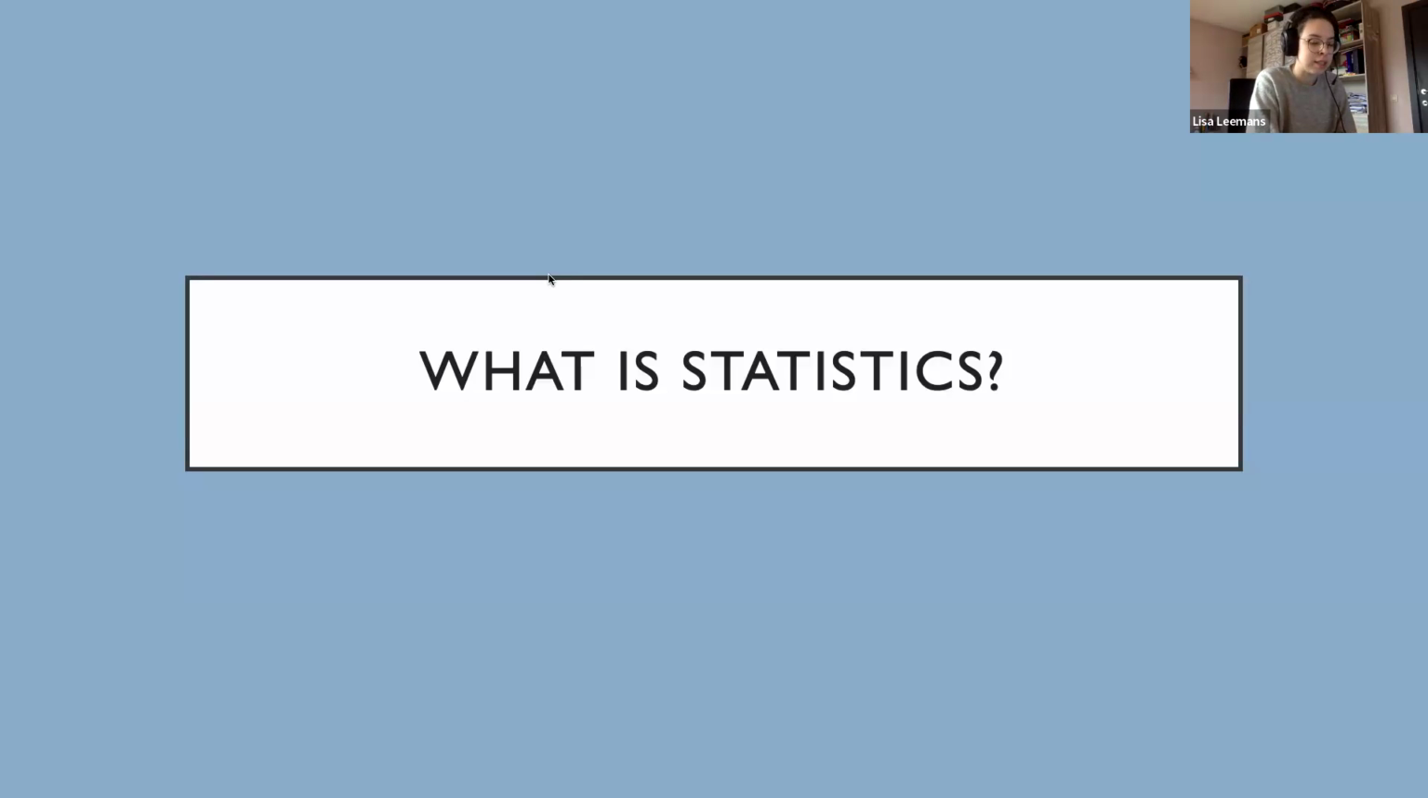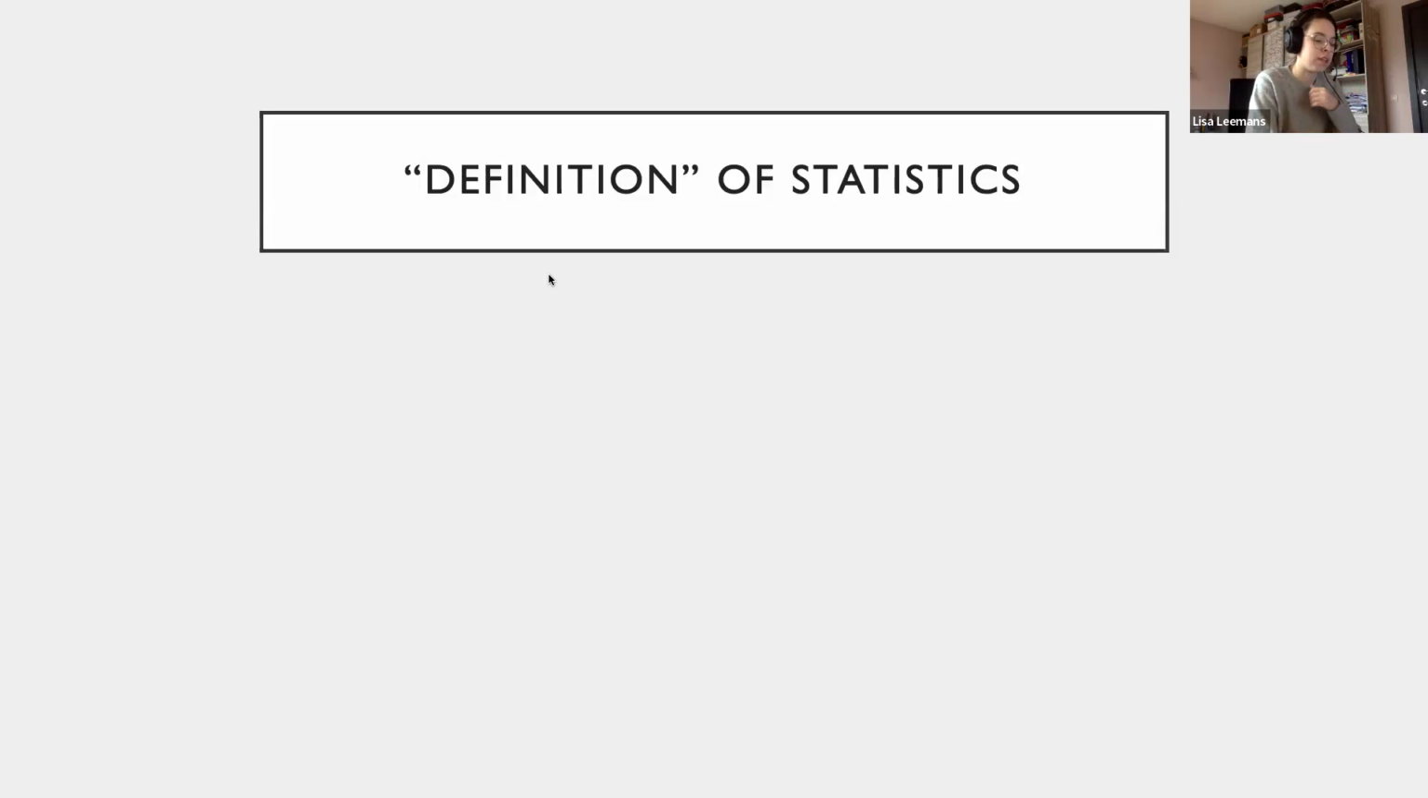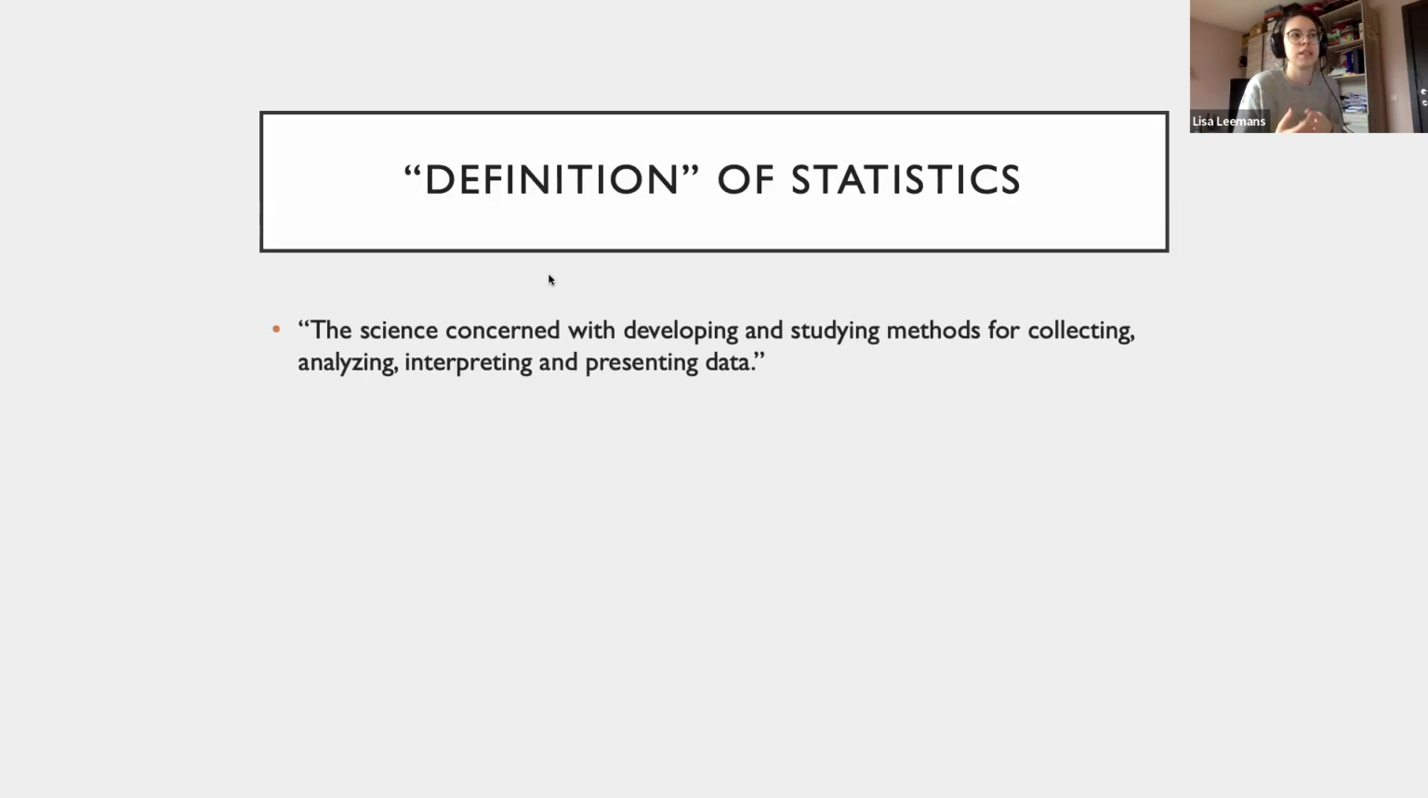So first, what is statistics? If you look up on the internet some definition of statistics, most of the websites give something a bit different, but it's still quite similar most of the times. So statistics is known as the science concerned with developing and studying methods for collecting, analyzing, interpreting, and presenting data. So as you can see, most of the time it's collecting data that we will then analyze and then present in a certain way. So it all begins with collecting some data.